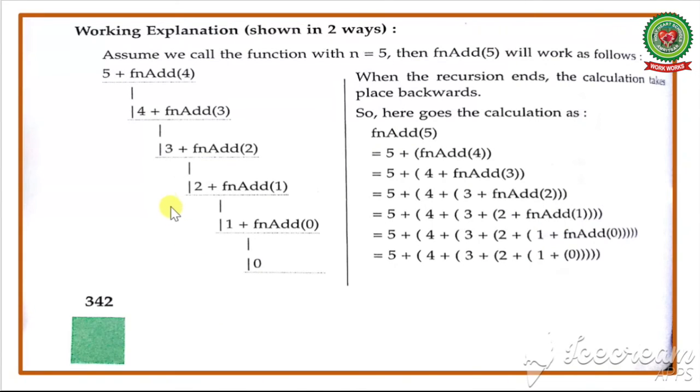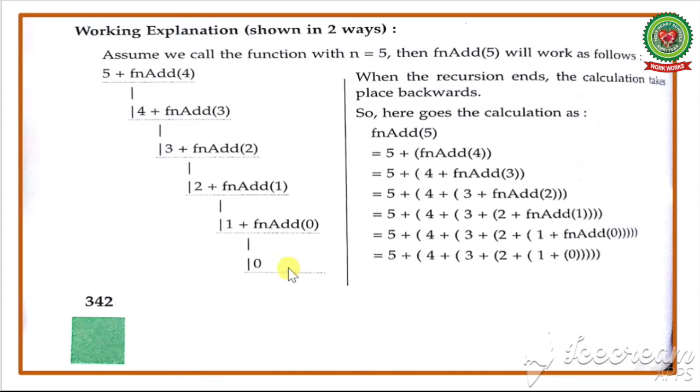So here is the explanation on page number 342 of your book. Assume we call the function with n equals 5. Then this function will work as follows. Now students, here I have taken the function name add. So what will it do? 5 plus add 4. Then it will move to the next step: 4 plus add 3. Why so? Because we have written in the recursive call n plus add n minus 1. So n is 3, n minus 1 is 2. Next time n becomes 2 and n minus 1 is 1. So it will work till n is less than or equal to 0, which is the base case.